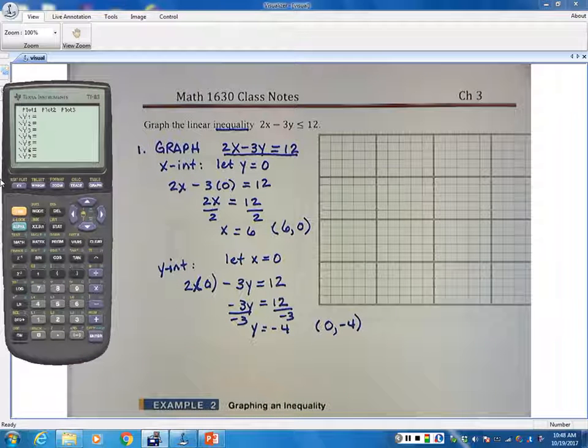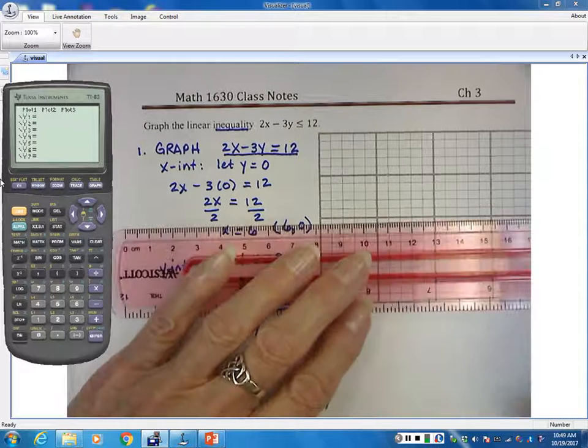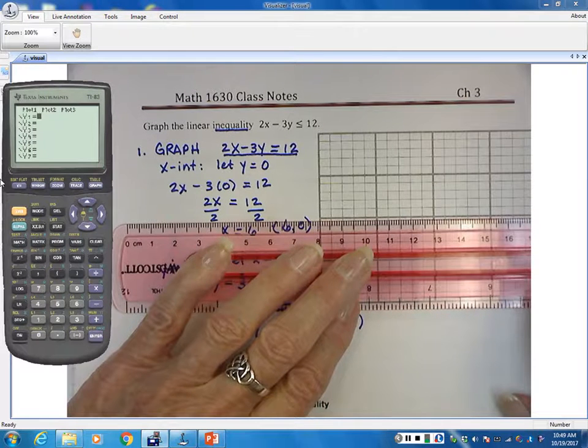And then I need a graph of that equation. So I'm going to draw an x and y axis.